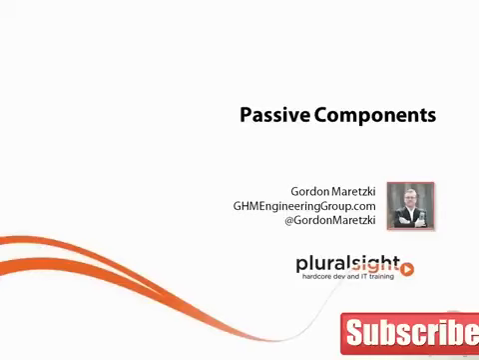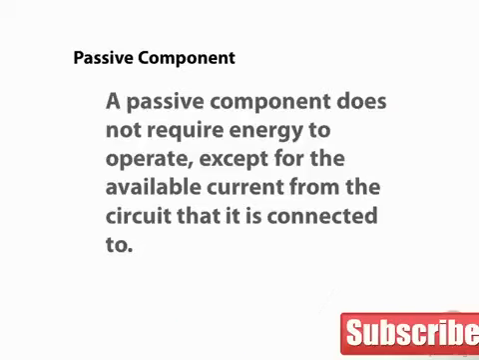Components can be categorized into two basic categories. One is passive and the other is active. A passive component is a component that does not require energy to operate except for what is available in the circuit that it is connected to. A passive component is not capable of power gain and is not a source of energy.